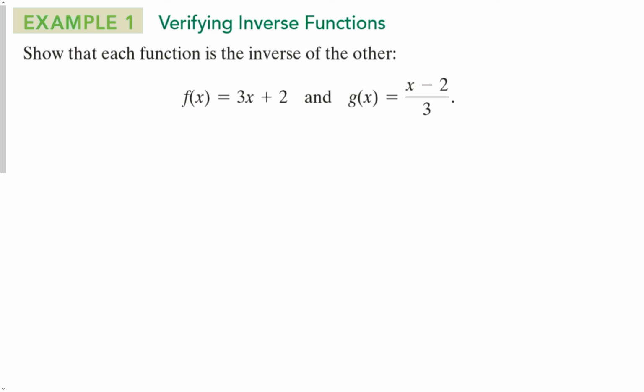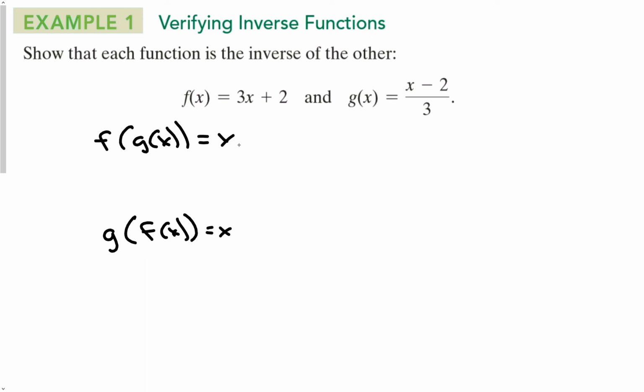So first, let's verify inverse functions. To show that f and g are inverses of each other, we have to show that f of g of x is equal to x, and that g of f of x is equal to x. If this is true, then we can know that these two things are inverses of each other. So let's start with f of g of x, and then we'll do g of f of x.